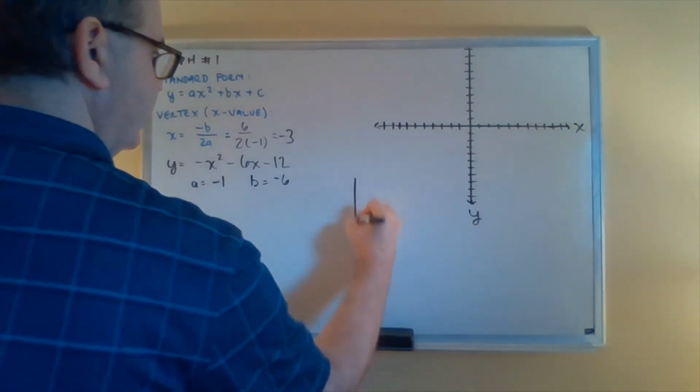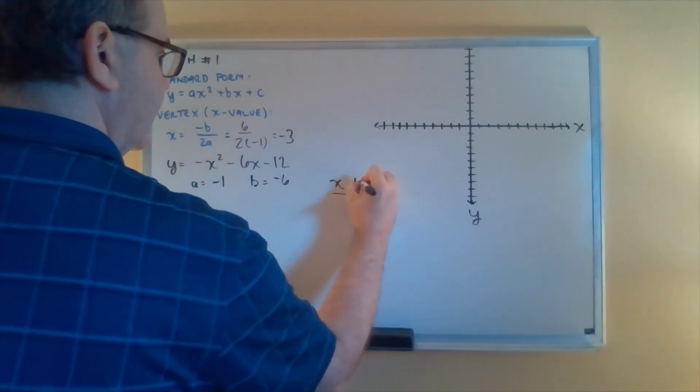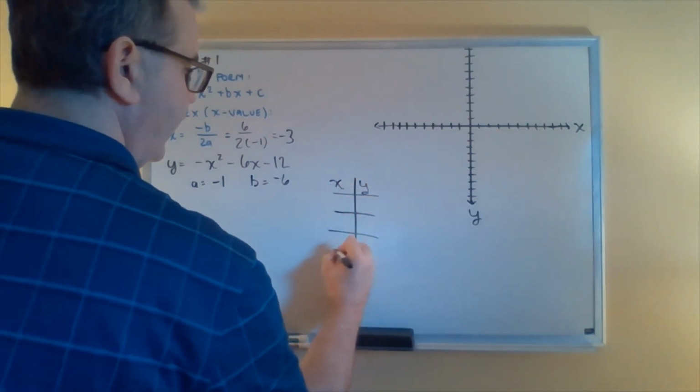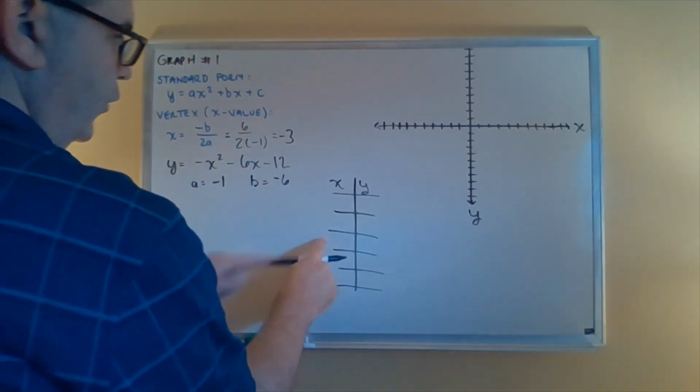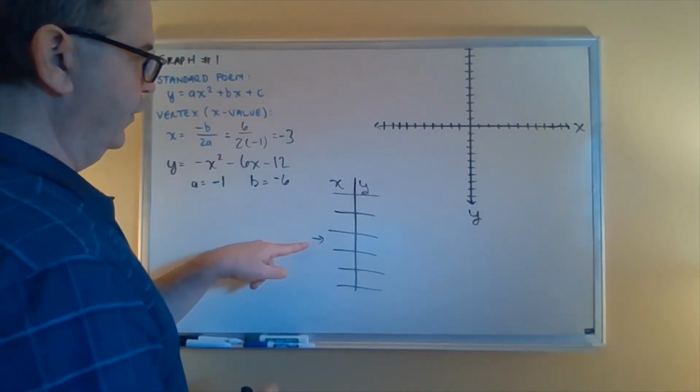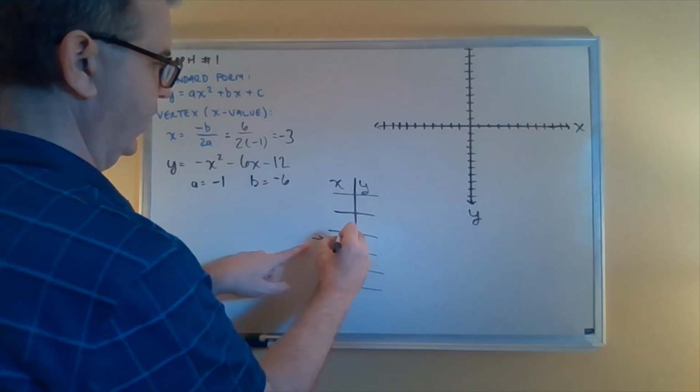So if you remember, what we did was we put a t-chart together. So we had x and y. We're going to find 5 points to graph this parabola. And right here in the middle, our middle point is going to be our vertex. So that's where we're going to put our negative 3.